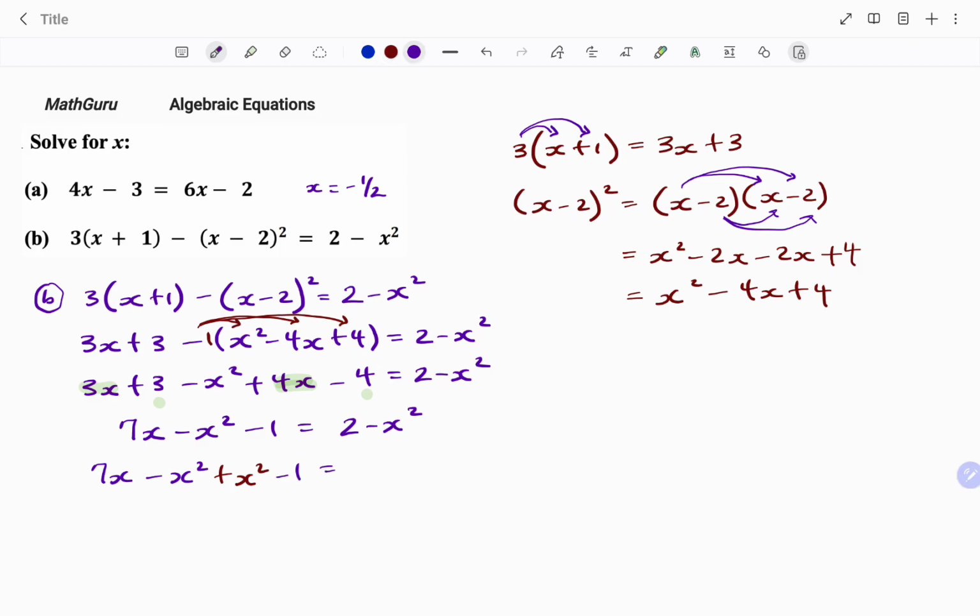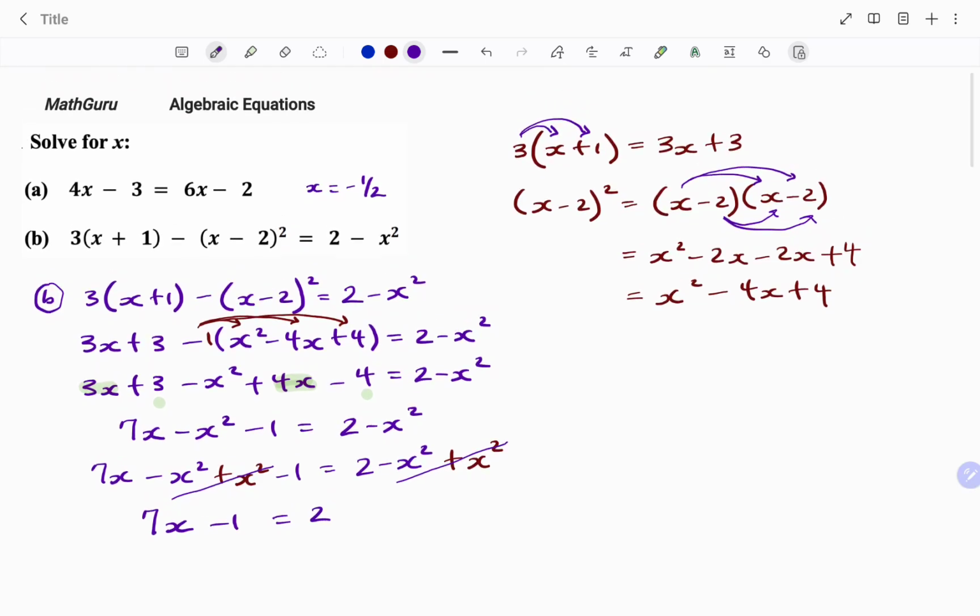minus 1 equals. Balance method, whatever you do on your left, you do on your right. So I'm going to add x squared also, and if you look at what I have, minus x squared plus x squared, that's 0. So I'm left with 7x minus 1 equals 2.